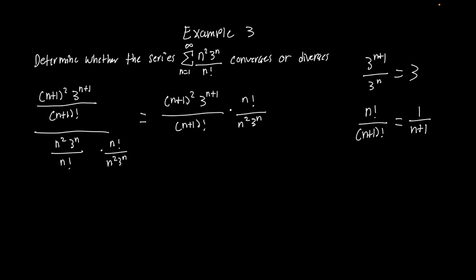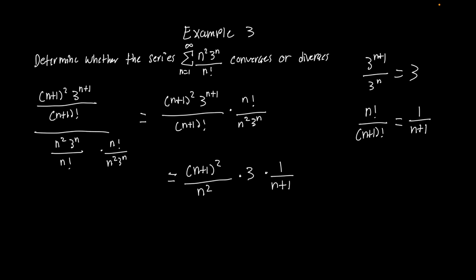Now we can rewrite this. So the ratio is going to become, right, equals here, we still have the n plus 1 squared. We didn't touch that. We can rewrite this as over n squared. We didn't touch the n squared. So n plus 1 squared over n squared, all of this multiplied by 3. Remember, this was equal to 3. And all of that is multiplied by 1 over n plus 1.